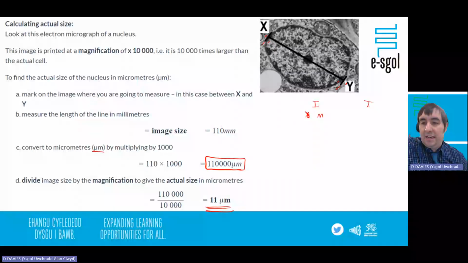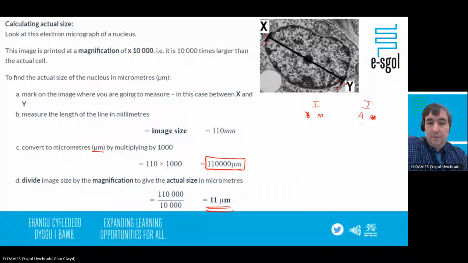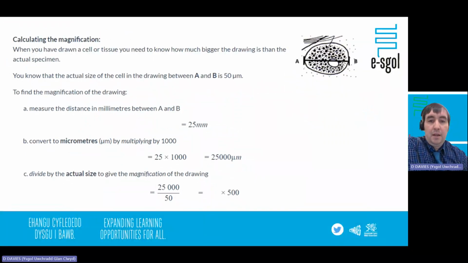Equally, if this question asked us to work out the magnification, cover magnification, that's image size divided by actual. Calculate magnification, that's exactly what we're going to do now. So when you've drawn, you know that the size of the actual cell between A and B is 50 microns.